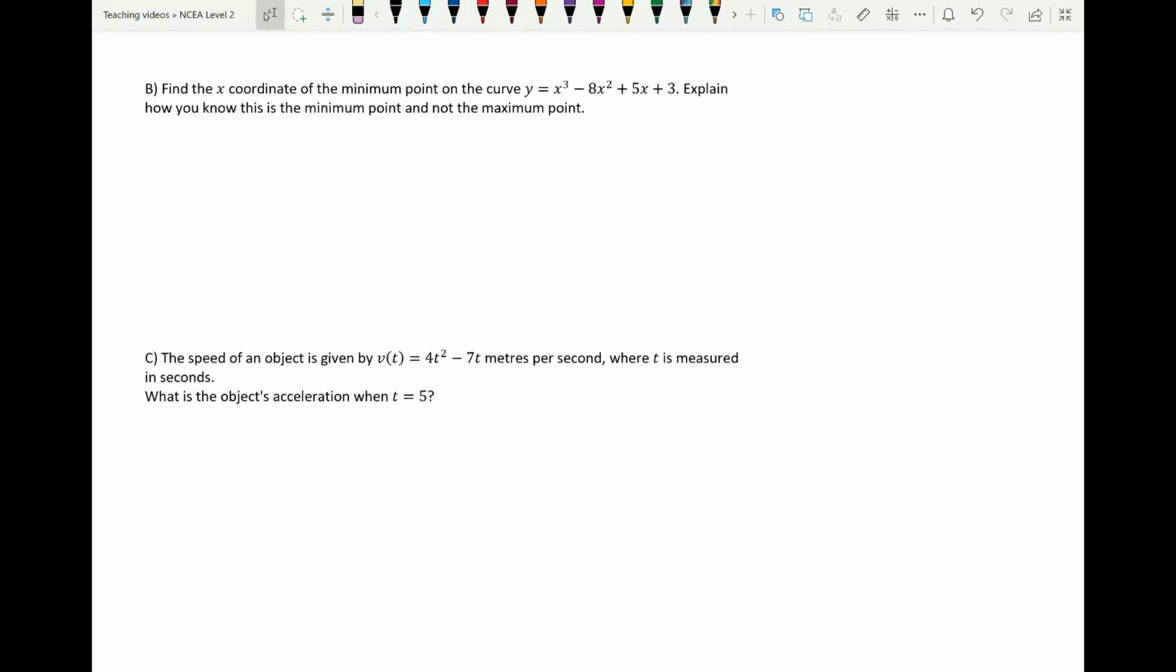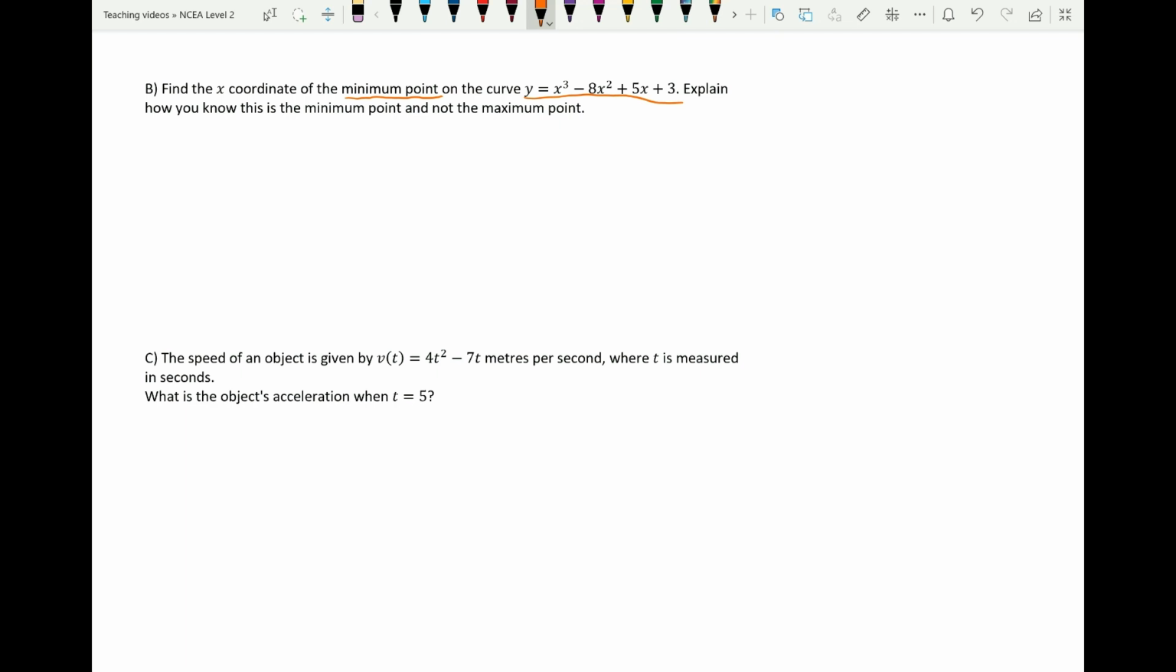Okay, on to B. Find the x-coordinate of the minimum point on the curve y equals x cubed minus 8x squared plus 5x plus 3. Explain how you know this is the minimum point and not the maximum point. So we've been asked to find the x-coordinate, don't need the y-coordinate, just the x-coordinate. So find the x-coordinate of the minimum point on this curve. And then we need to explain how we know it's the minimum and not the maximum.